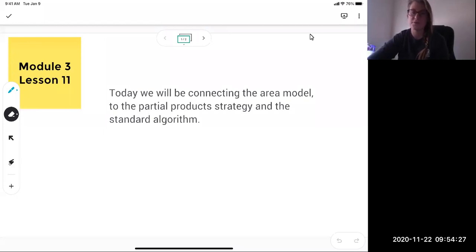And in Module 3, Lesson 11, our learning target is that today we'll be connecting the area model to the partial product strategy and the standard algorithm. We've already been talking about the area model a little bit and have been really focused on learning the partial product strategy and the standard algorithm. So we're going to see how all three of them are related.